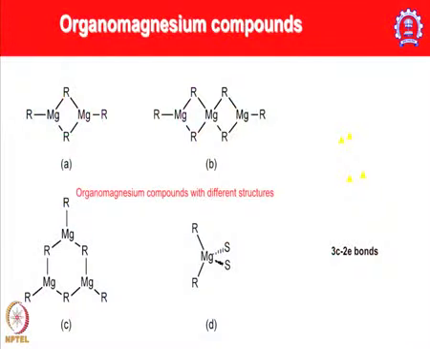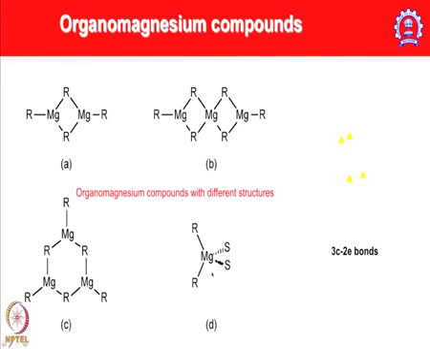You can see here I have shown some structures of organomagnesium compounds. They can have a dimeric structure with the two alkyl groups bridging, or one can also have a trimeric structure like this, two such units bridging, or one can also have a cyclic structure in this fashion, or simply they can exist in monomeric form if the solvent is available to satisfy its coordinative saturation.